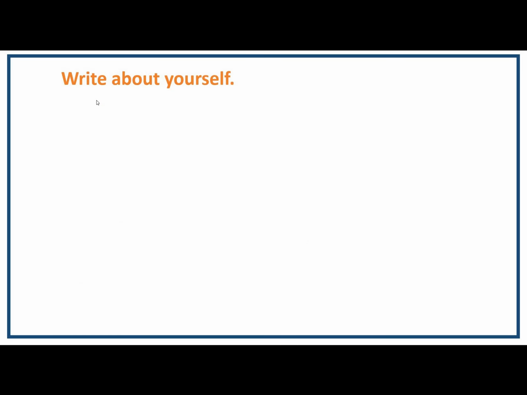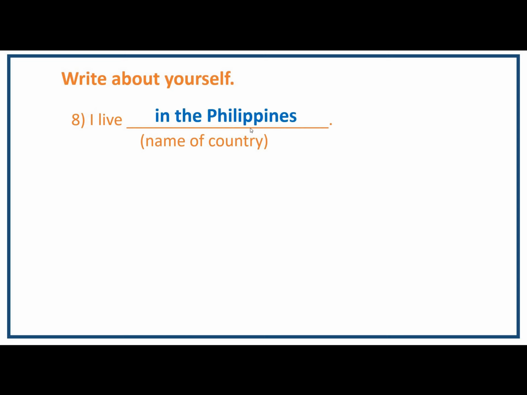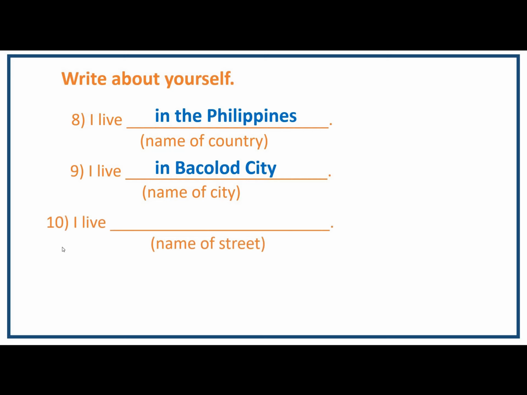Alright, next you have to write about yourself. Number 8, I live blank. You have to write here the name of your country where you live. So in my case, I have to write, I live in the Philippines, because my country is the Philippines. Number 9, name of city. I live in Bacolod City.